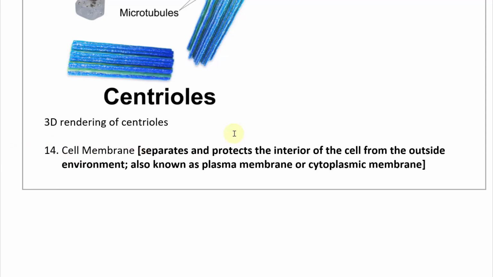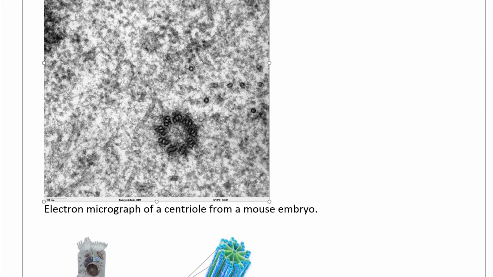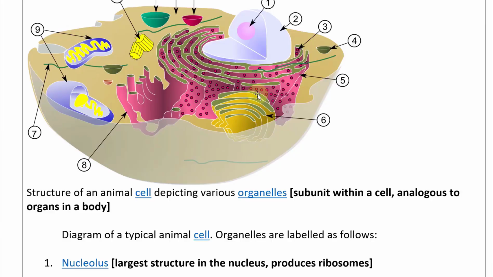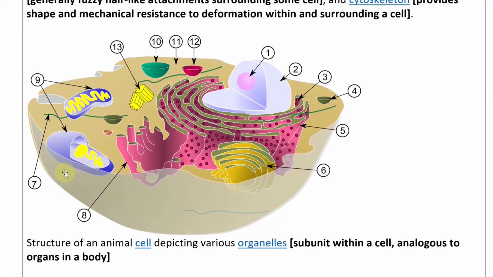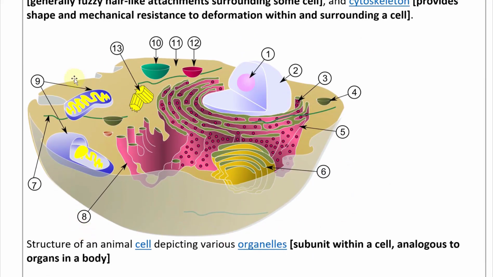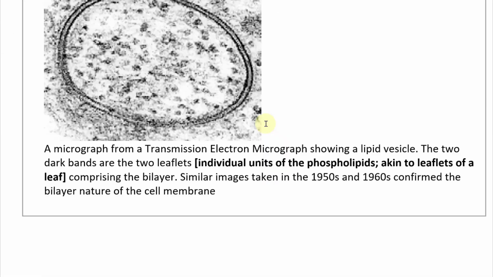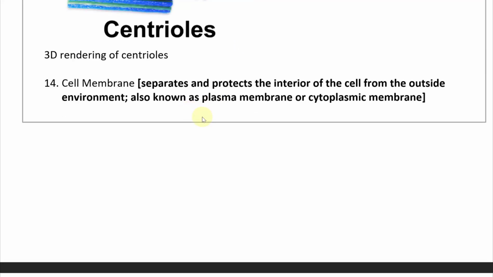And yeah, this separates and protects the interior of the cell from the outside environment, also known as plasma membrane or cytoplasmic membrane. And let's go to the 14 over here on the overview. So the overview should be right here. And yeah, I think it doesn't actually include the 14 here. It just goes to 13. So 14 is just going to be around the structure of animal cell, depicting the organelles. Yeah, but the 14 doesn't show in here, but it is surrounding this cell. Let's go back to the 14. All right, so 14 is right here.